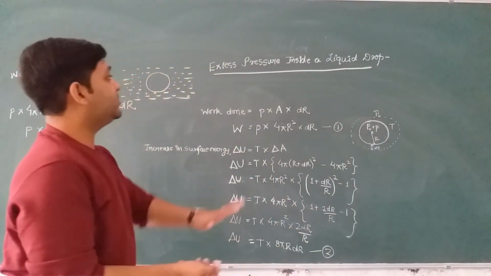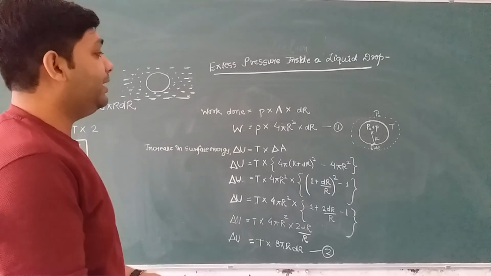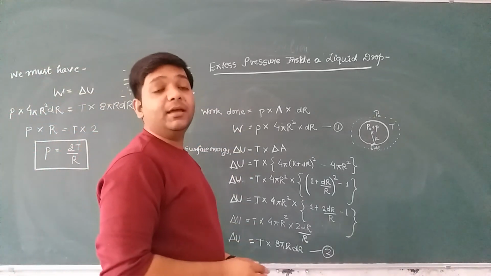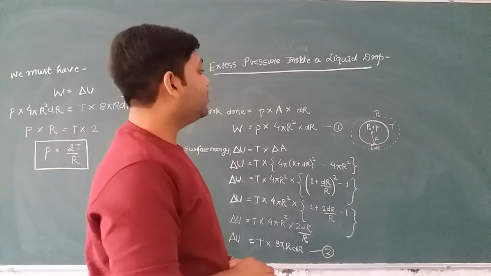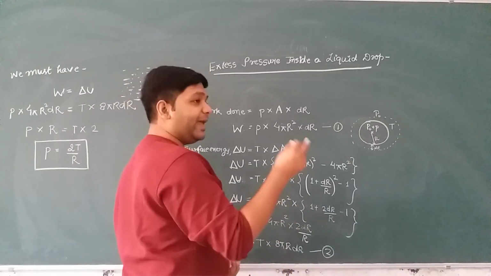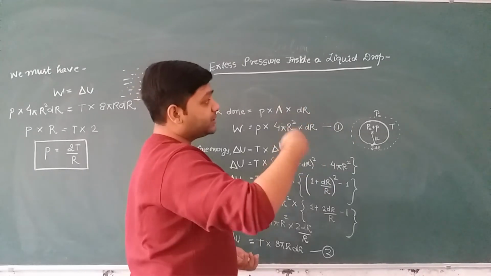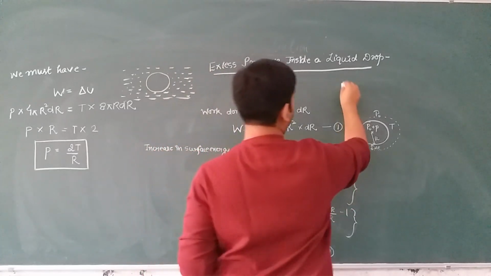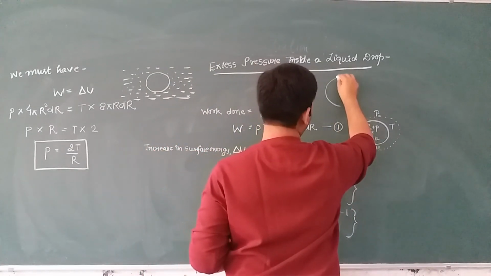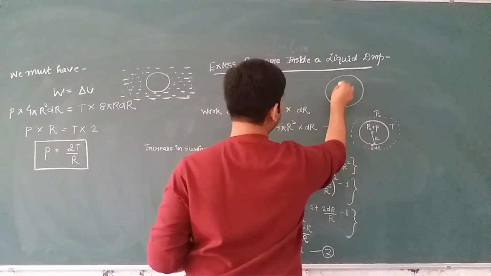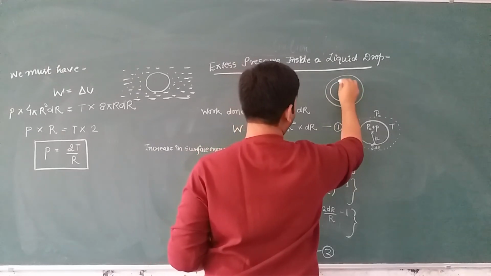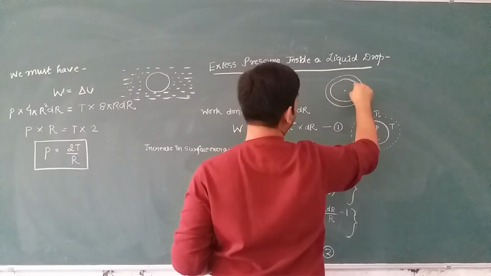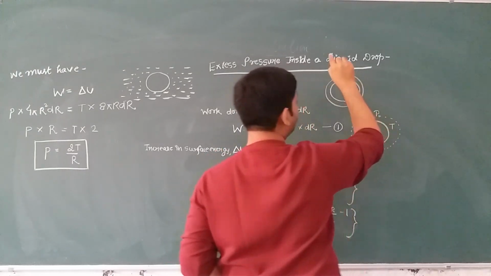So this is the derivation we have done for excess pressure inside a liquid drop. And now we want to see the excess pressure inside a soap bubble. So I have already told you that for any soap film or for the soap bubble, there are two surfaces of it. Okay, like this. If this is a soap bubble, then it has two surfaces. Okay, this is the center and it has two surfaces or two layers.